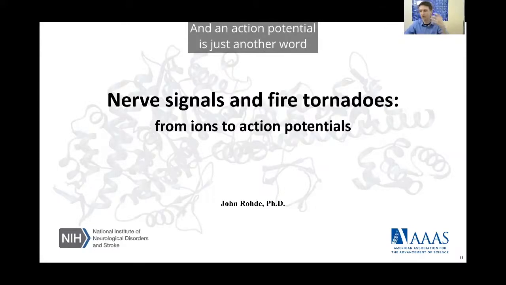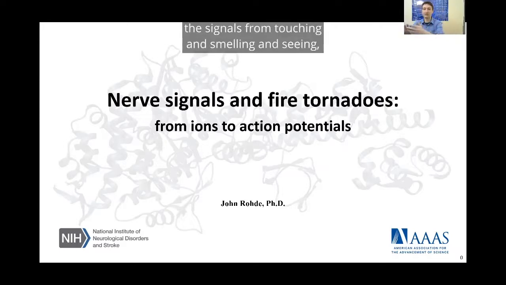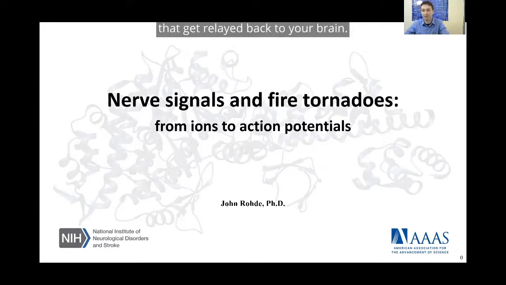And an action potential is just another word for the nerve signals that help your brain control your limbs and help you sense the world around you. The signals from touching and smelling and seeing that get relayed back to your brain.